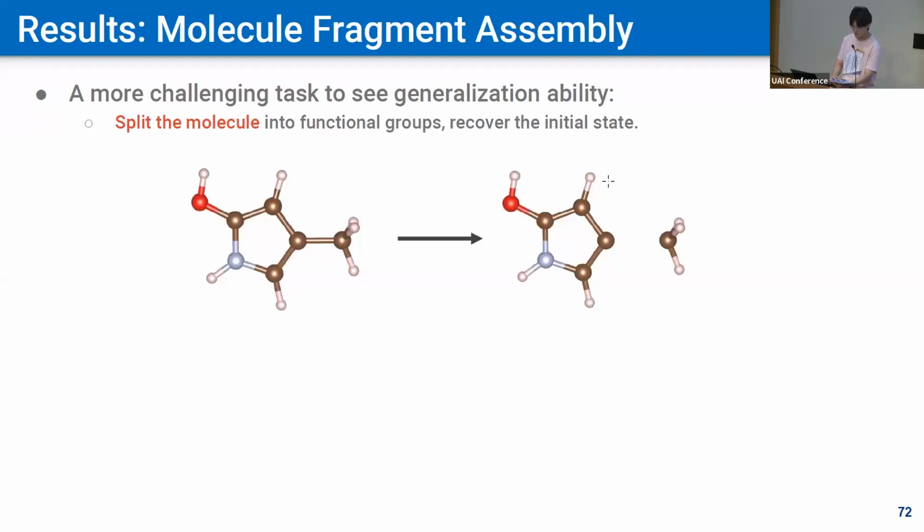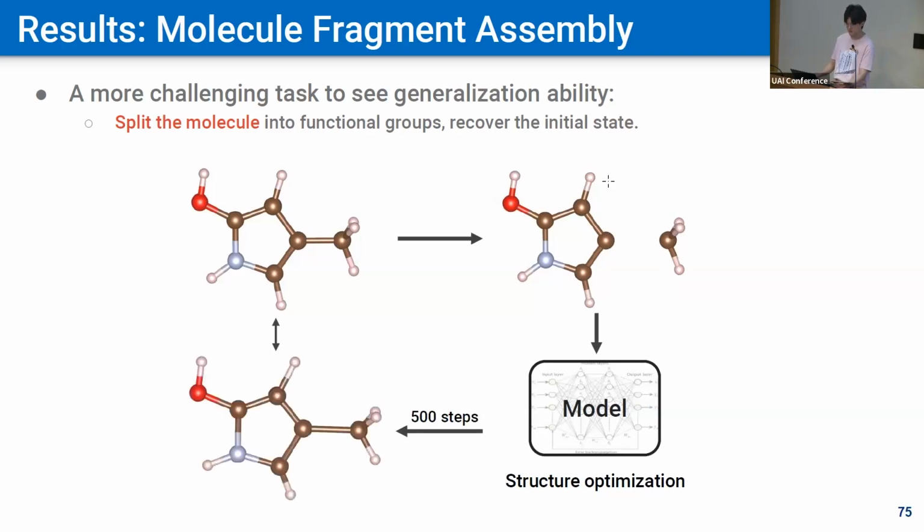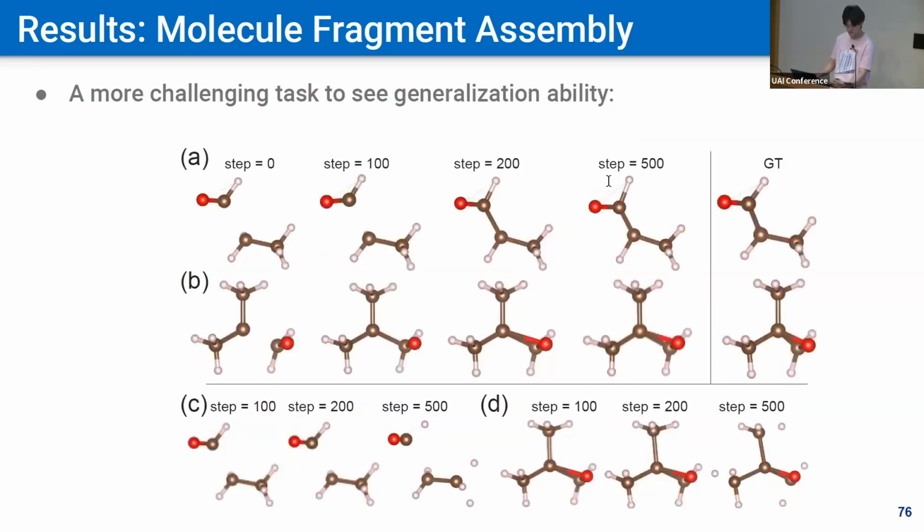Further, we test our model using a more challenging task. We split a stable structure into two functional groups and make our model optimize the whole system for 500 steps to see whether our model recovers the stable structure, the original structure, or not. Using the test data set in QM9, some systems were actually recoverable, while other models catastrophically failed.